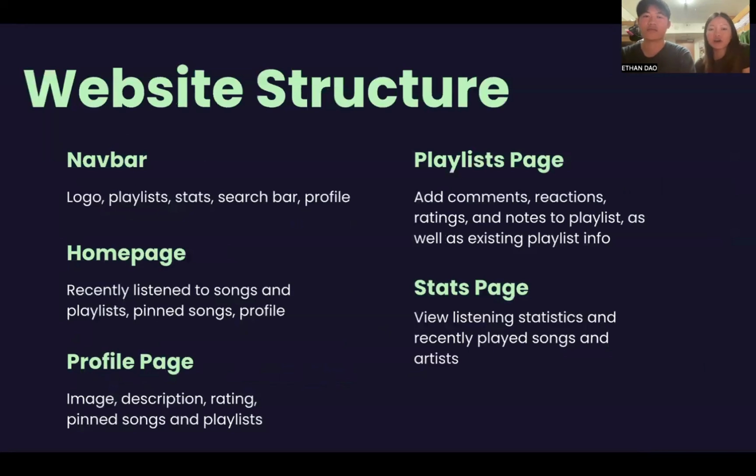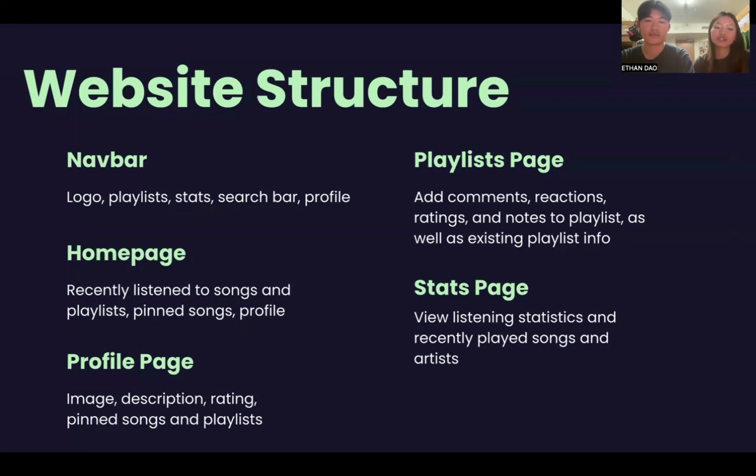So we wanted to go over a general overview of our website structure, as well as all the different pages that it entails. So at the top, when you go into our website, you would first see the nav bar, and this is just a way for you to access all the different pages in one area. So this would include first the logo on the left-hand side, as well as all the way on the right-hand side a profile picture, and then in between we have links to the playlist page, the stats page, as well as a search bar, which you can use to search for tracks, artists, and friends.